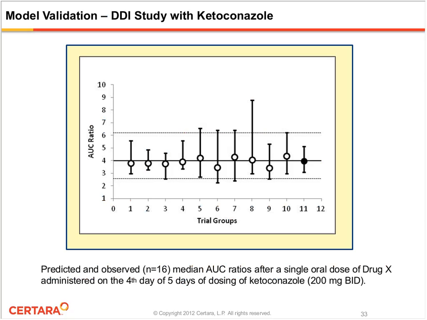And these are actually the results of the DDI study with Ketoconazole. So again, on the left-hand side, we've got the AUC ratio, and we've got the different trial groups going along here.